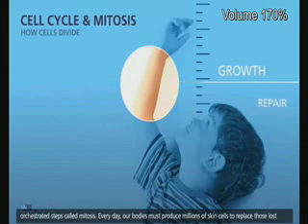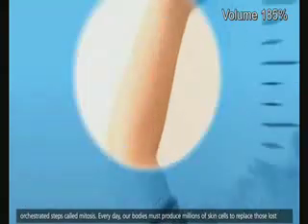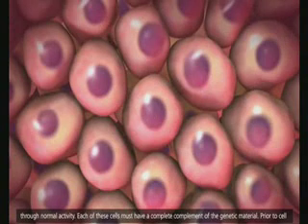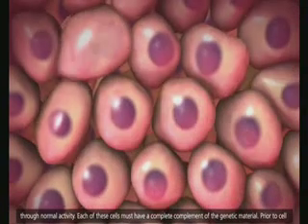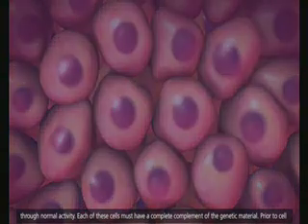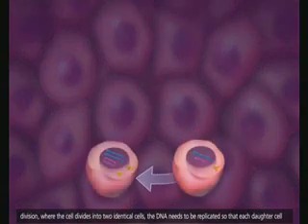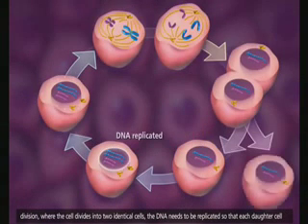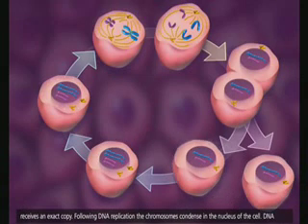Orchestrated steps called mitosis. Every day our bodies must produce millions of skin cells to replace those lost through normal activity. So this is each of these cells must have a complete complement of the genetic material. The cell growth, cell prior to cell process. Identical cells, the DNA needs to be replicated so that each daughter cell receives an exact copy.